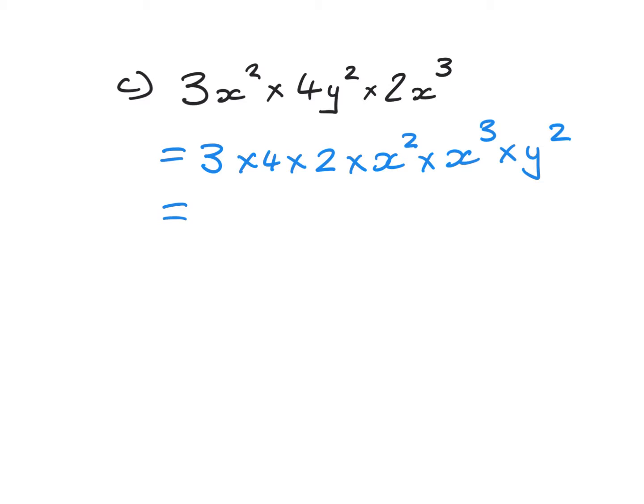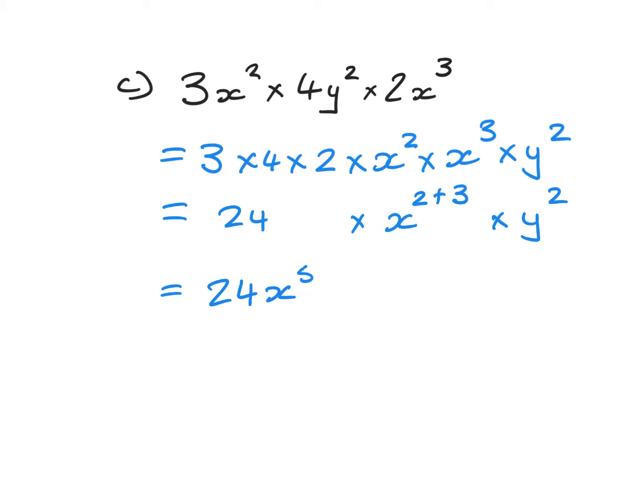I would now simplify this out. So 3 times 4 is 12, times 2 would give me 24, multiplied by x to the power of 2 plus 3, multiplied by y to the power of 2. Therefore I would have the answer of 24 x to the power of 5 y to the power of 2, and that would be my answer.